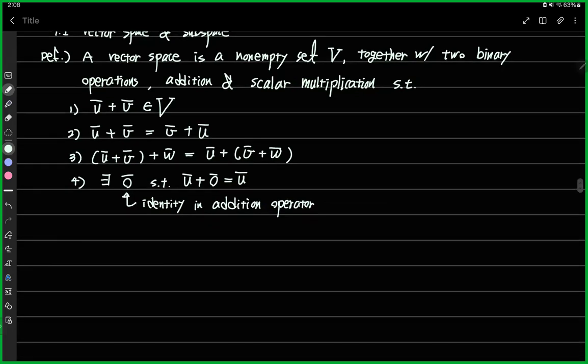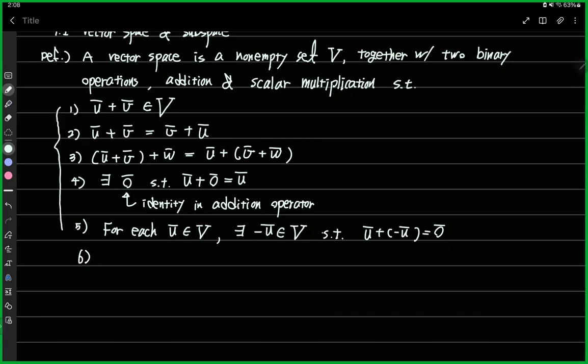The fifth: for each vector u in vector space V, there is minus u in V, such that u plus minus vector u is the zero vector. Okay. So 1 through 5 are the statements for the addition operation.